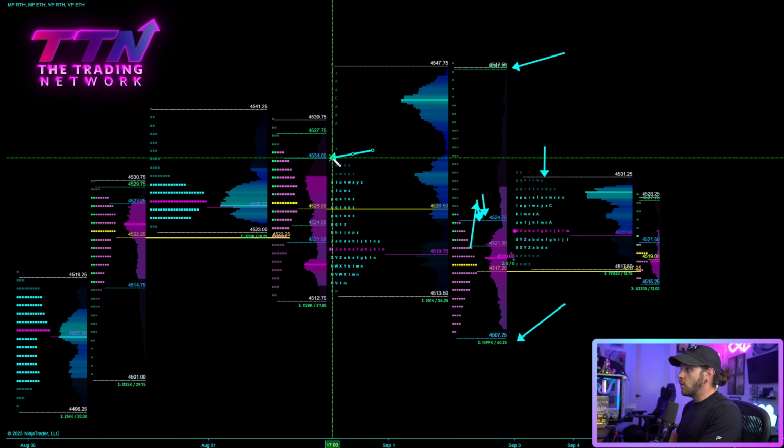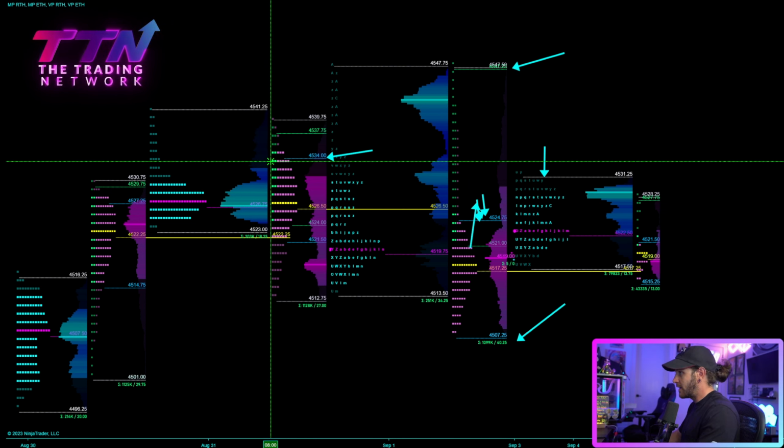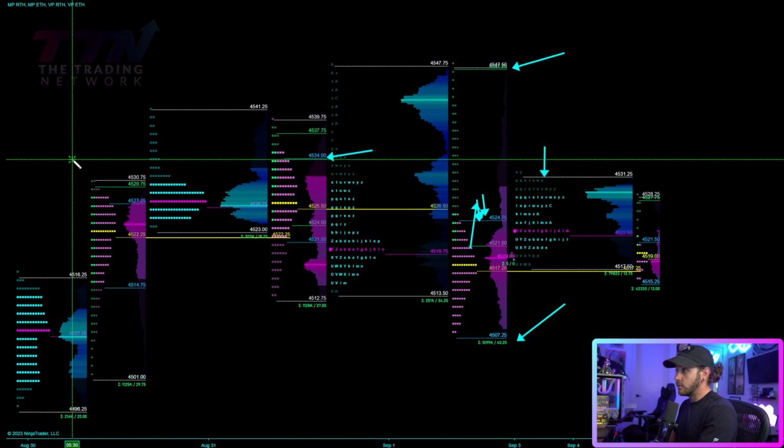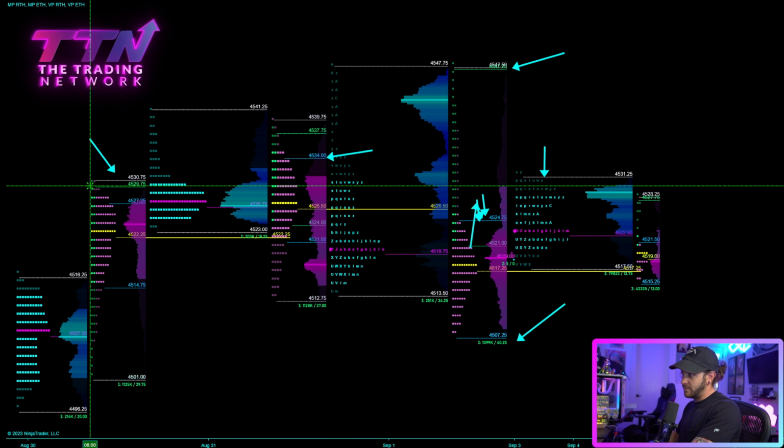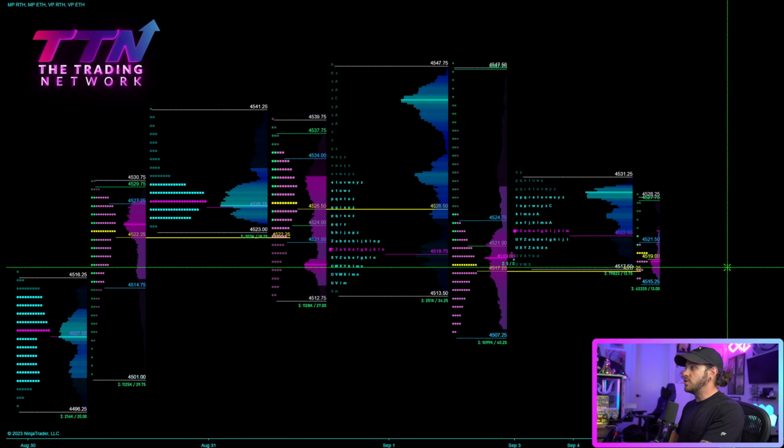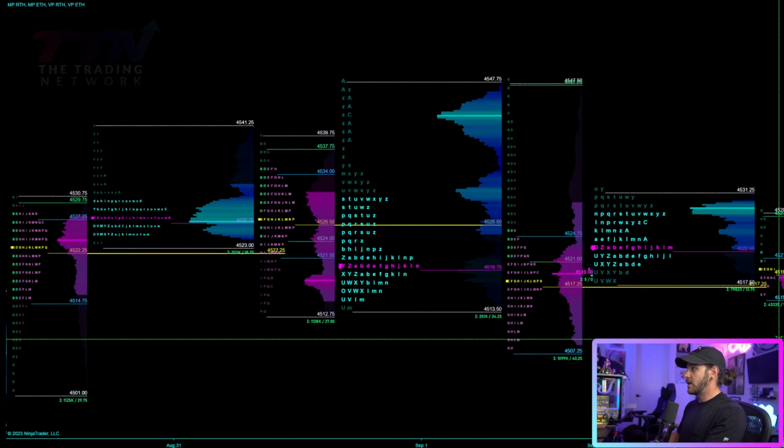That's the overnight high. Or 45.34. That's the value area high from last Thursday, right? Or 45.30 and 75, which is the range high from August 30th, right? That's last Wednesday. So this is how I'm using these levels on a very, very simple basis.